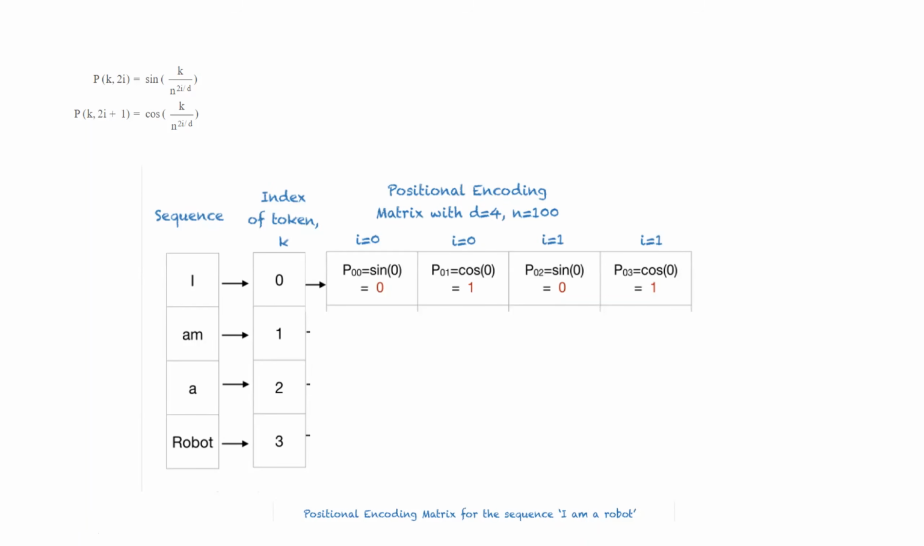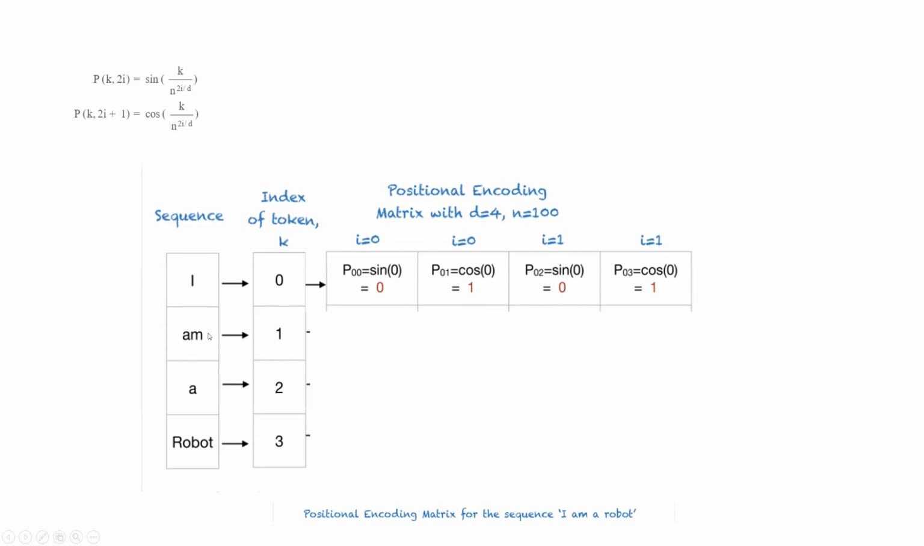Therefore, when i is 0 and k is 0, this whole thing is 0. So we have sine of 0, which is 0, and cosine of 0, which is 1. Then in this one, even though i is 1, k is 0, so again this will be sine of 0 and cosine of 0. So that's very easy. This is the position encoding of the first token: 0, 1, 0, 1.